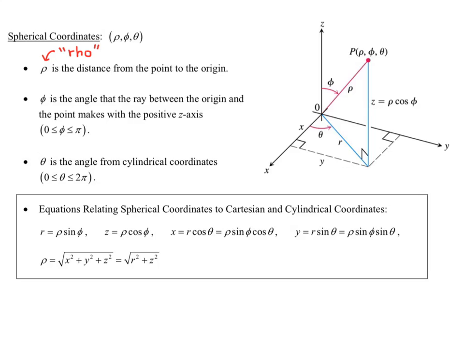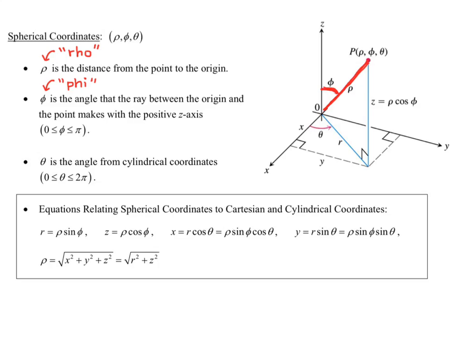Rho is the distance from the point to the origin, so you can see in this diagram it's going to be the length of this line segment. Phi is the angle that the ray between the origin and the point makes with the positive z-axis. So it's this angle right here between the vertical axis and the line that rho was the length of. One condition is that phi is always between 0 and pi, because that would complete a full positive z-axis to negative z-axis.